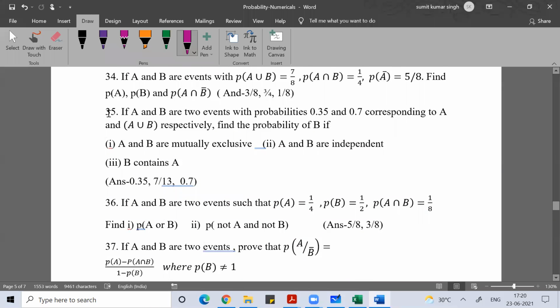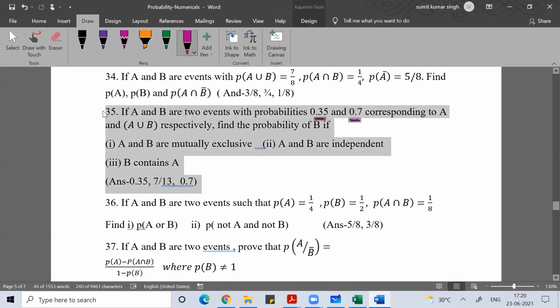Now see this question 35. I believe I've done 35. If I'm not done, it's not a problem. Probability of A is 0.35, probability of B is 0.7, right? No, no. So here, what is given in question number 35?